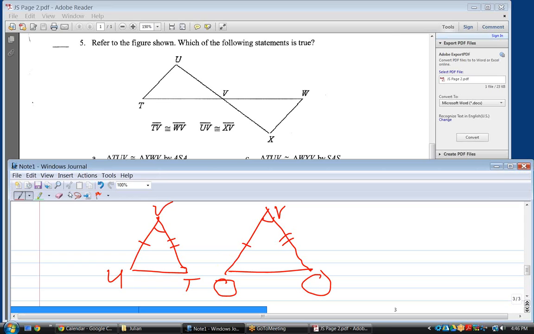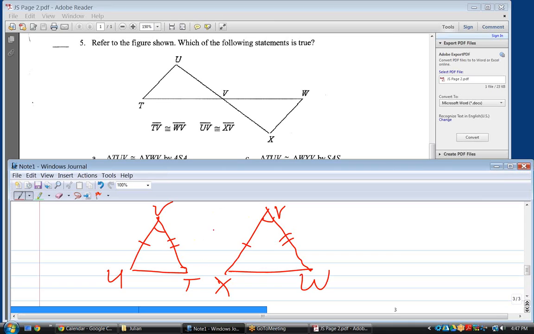Actually, it's W. The reason is, hold on a moment. Okay, I think I have this wrong actually. TV, that's this line here, is equal to WV. I got it backwards. You were right. X is on the left. Okay. And that makes C the correct answer.